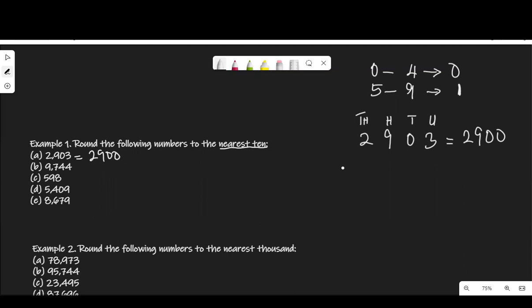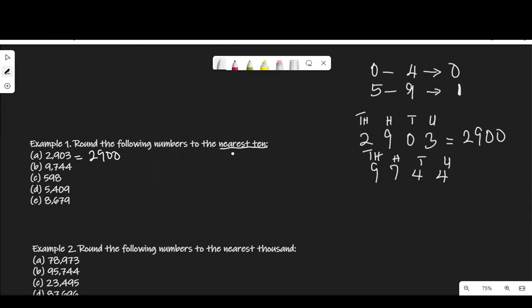So the next number is 9744. Write them in terms of their place value. 4 is in units. This 4 is in 10. This is 100. And this is 1,000.